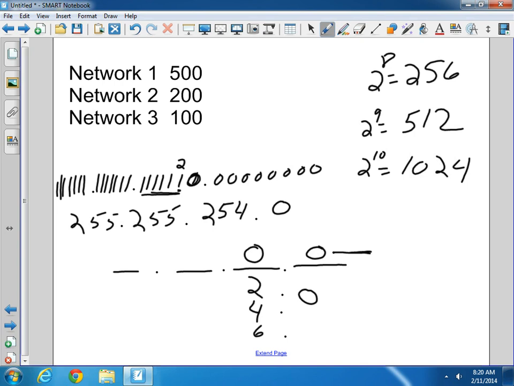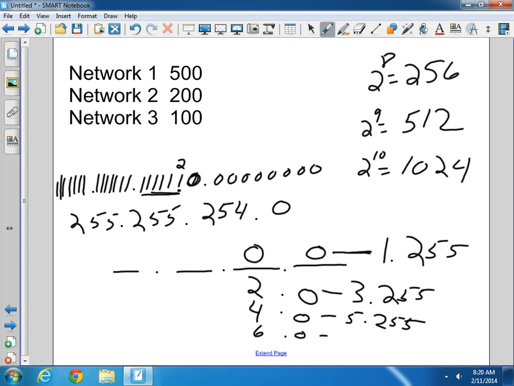128, you're halfway there, and then 255. So this one will end at 1.255. This one ends at 3.255. This one ends at 5.255. 6 would end at 7.255.